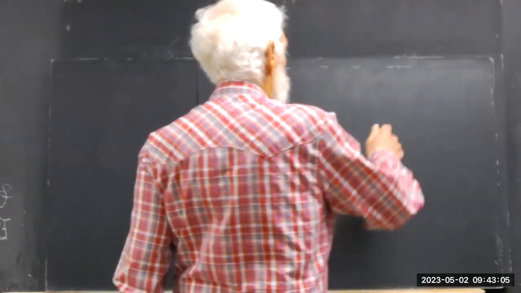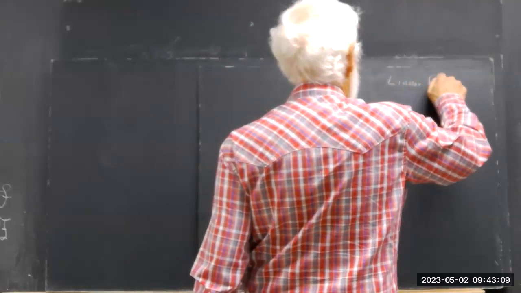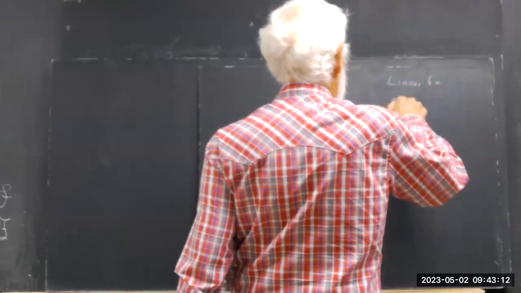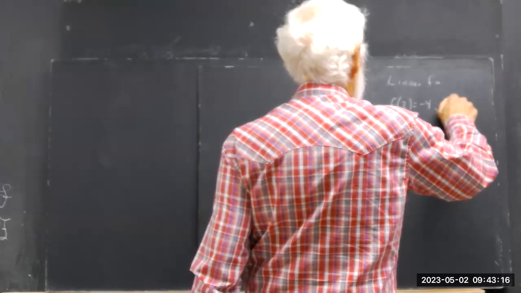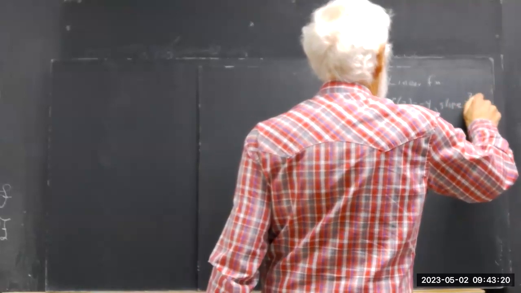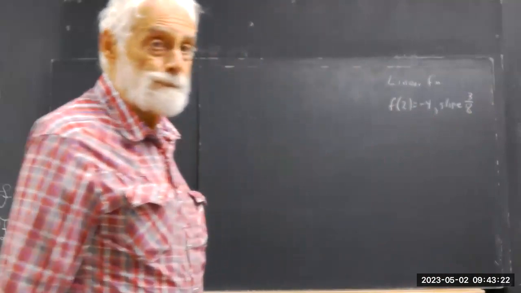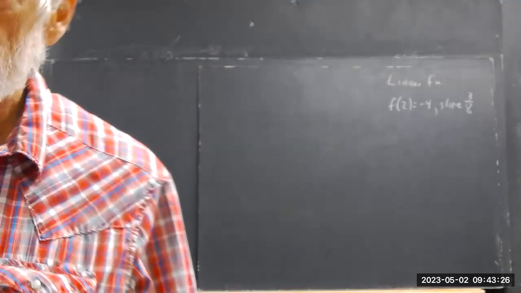Okay, so we have a problem here. We have a linear function, f of 2 equals -4, slope 3/8. How do you find the equation? Well, I'll ask, what's the first thing you do with that information?